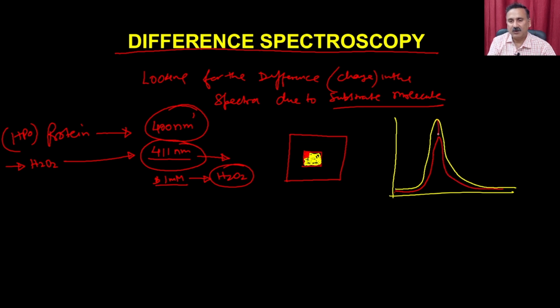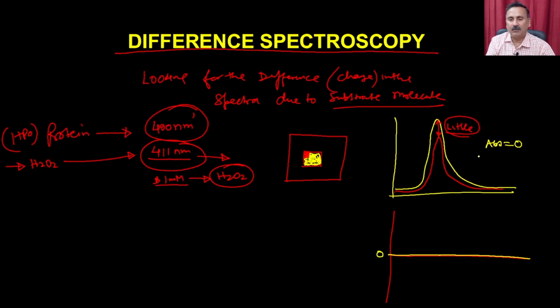Now, what you see here is the absorption spectra, but this change is very subtle. This change is too little to be mapped in the absorption spectra. Instead, if you do difference spectroscopy, you can make this protein spectra the zero spectra. So I'll make the protein spectra absorption 0, and the protein will show me an absorption like this.